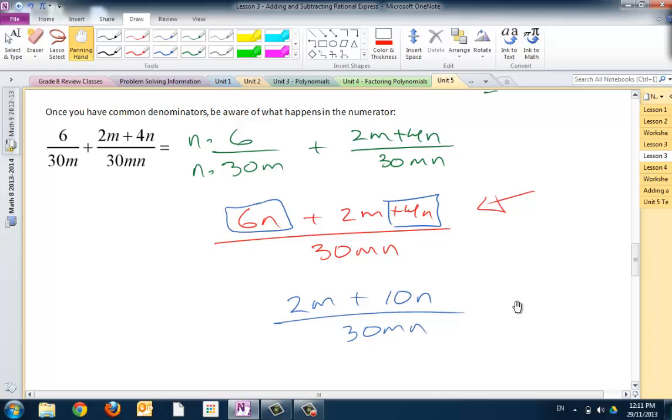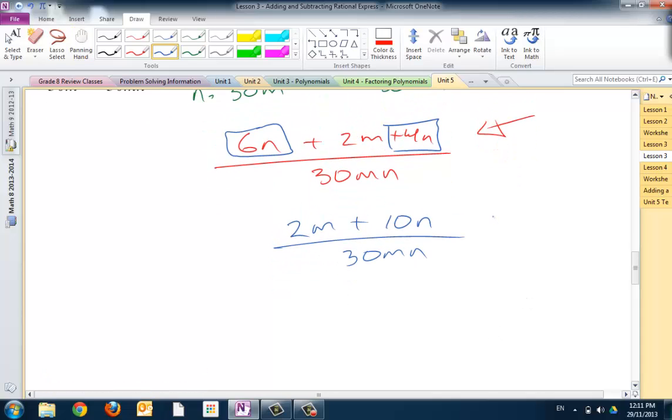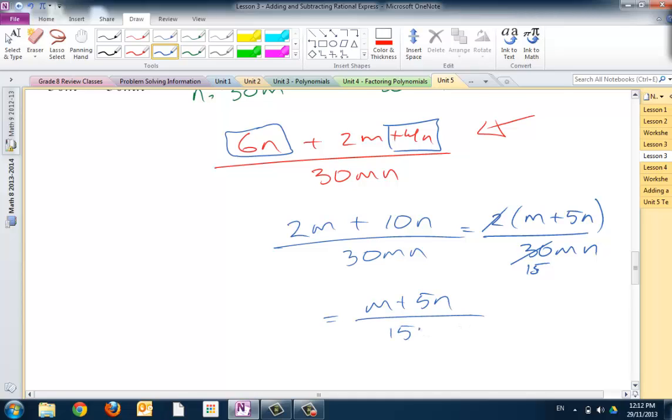Now I can look at reducing my fraction, or simplifying it, and I can say, oh look, I can pull a 2 out of here and be left with m plus 5n over 30mn, and that 2 will go into the 30 and leave me with 15. So my final answer becomes m plus 5n over 15mn. And again, there's nothing that I can cancel here. I need to treat that numerator as one piece, so I can't cancel the m's or the n's.